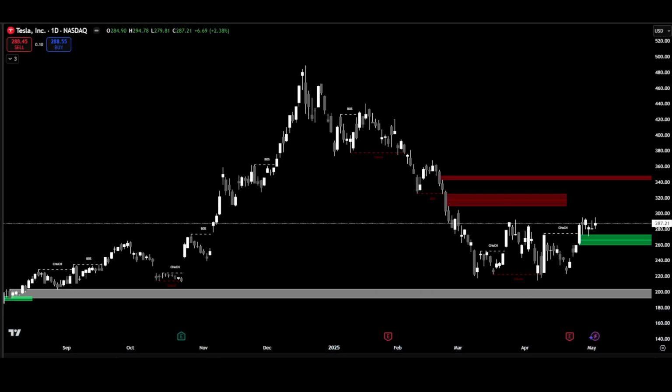This is Rustic. Today we're going to be taking a look at Tesla's chart on some high time frames. We're going to look at where price ended today, or actually on Friday, where price is likely to head tomorrow and into the rest of the week.